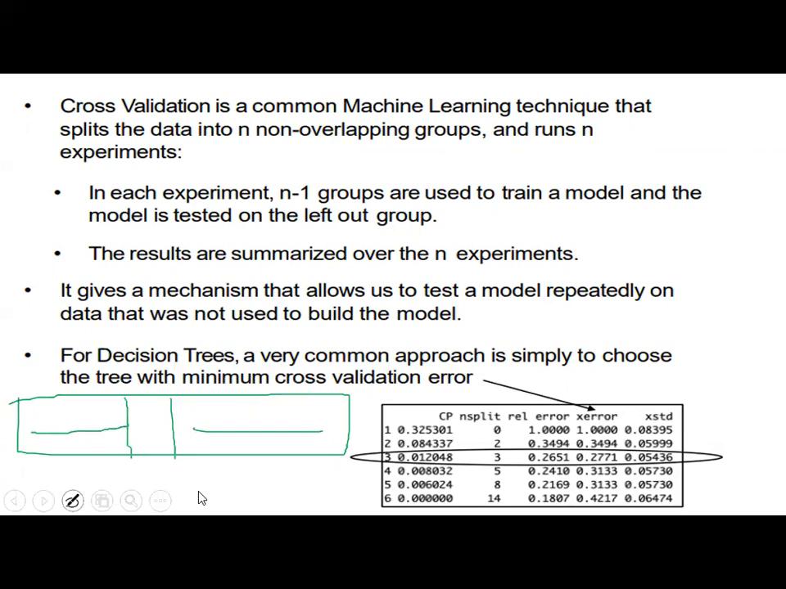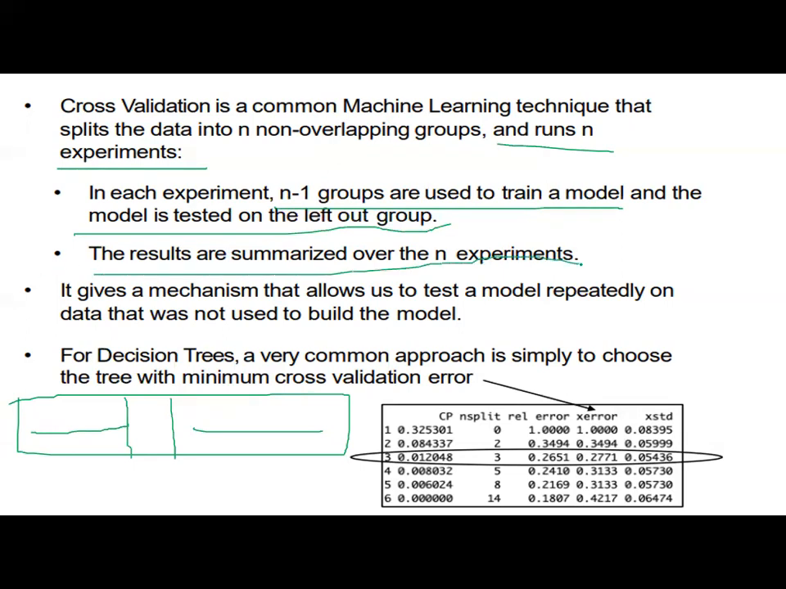Similarly, now we go through the 10 parts. We have assumed the first part to be the test data, right? Now we assume the second part as test data and the remaining 9 parts as training data. We apply the training data to build the prediction, and we use this particular test data to test the prediction. This is how, 10 times, it runs n experiments. In each experiment, n-1 groups are used to train a model, and the model is tested on the left out group. The results are summarized over the n experiments. Very simple.